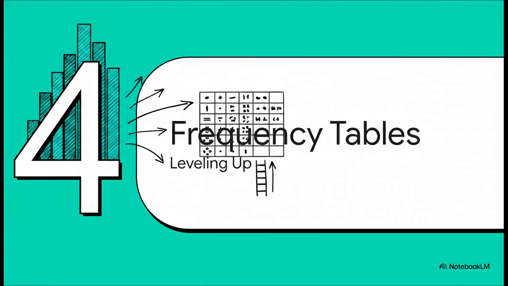You nailed it. Section 4, mastering frequency tables, leveling up. Let's see how all this builds when we have way too much data for a simple list. If you're surveying 100 people, writing out a massive list of numbers is just completely impractical. So we need to level up.